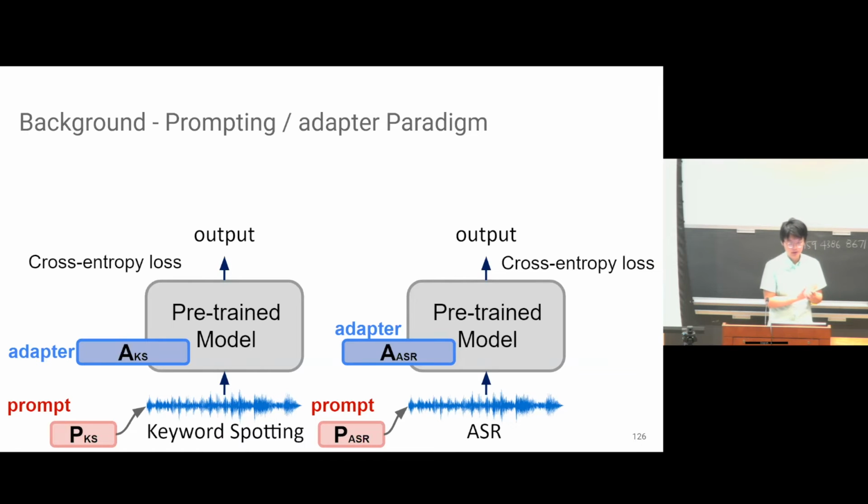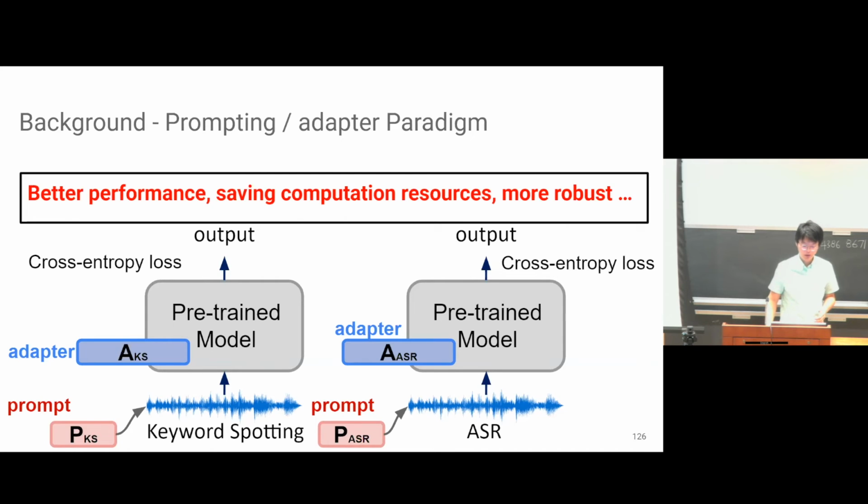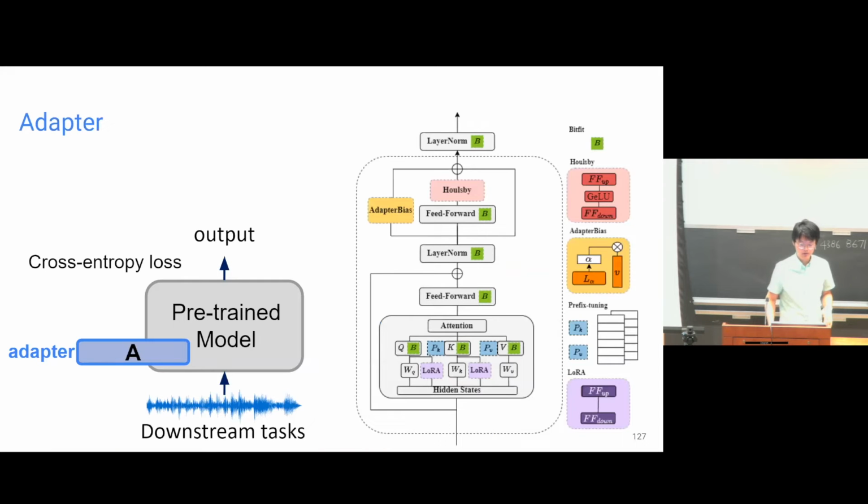So as you can see, in these ways you can tune just a very small amount of parameters for different types of downstream tasks and achieve comparable performance. Through that, we want to achieve more efficiency. So we want, of course, comparable or even better performance while saving computational resources, or even achieving better, more robust models through these kinds of technologies.